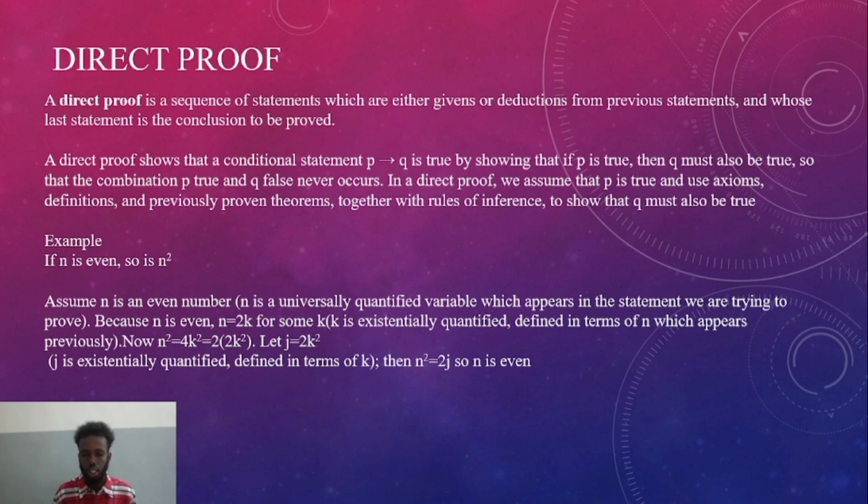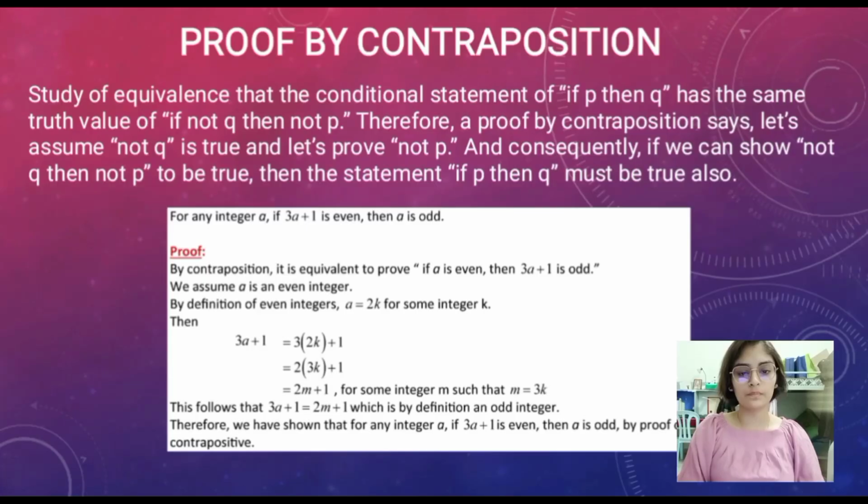So in the end, what you're going to say, that's our conclusion, is n squared equals 2j. In conclusion, n squared is even. So by direct proof, we have proved that if n is even, so is n squared. Thank you. That's all from me.